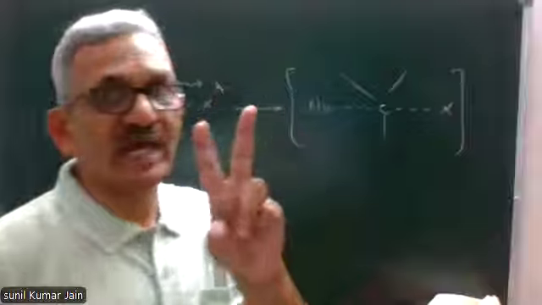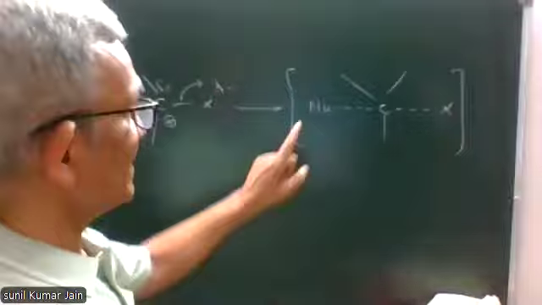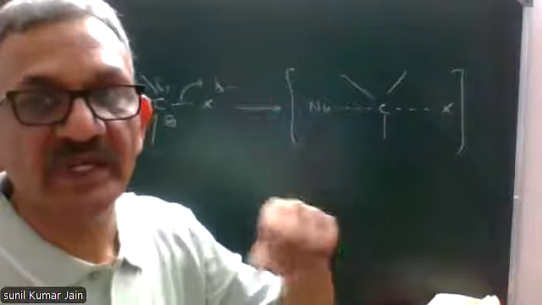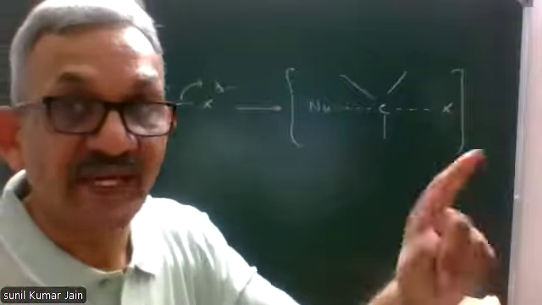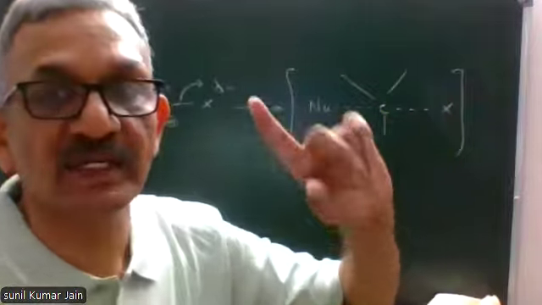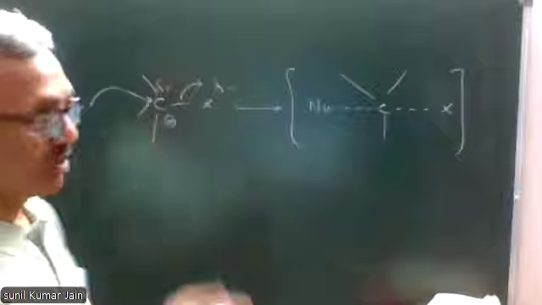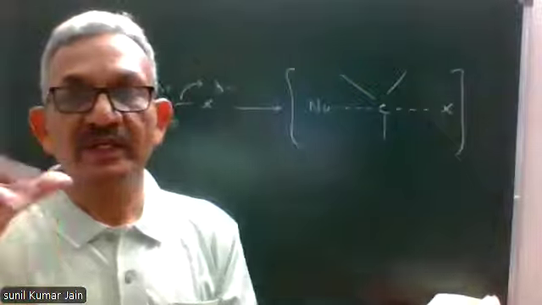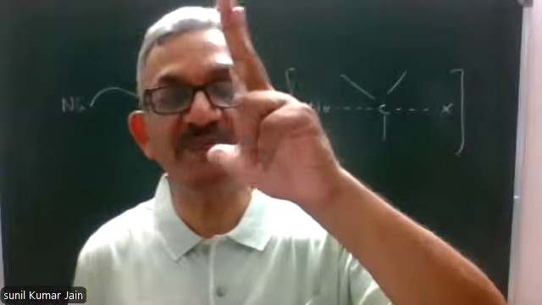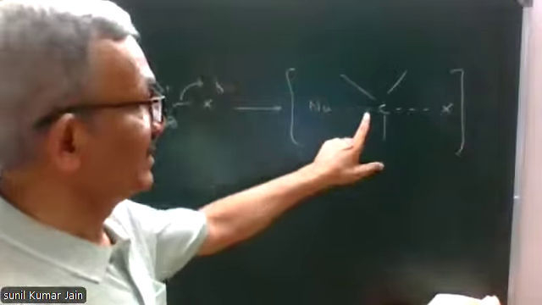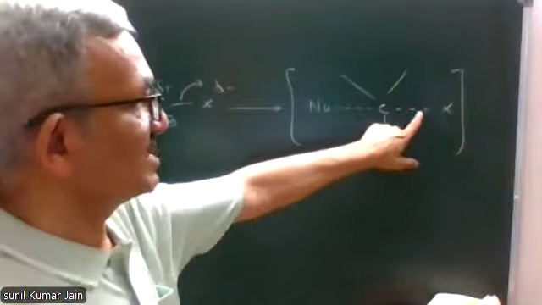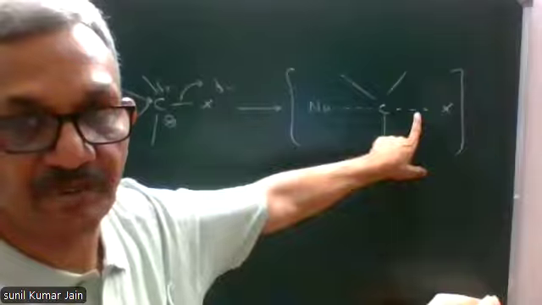So-called two simultaneous processes will take place. The bond between the nucleophile and the alpha carbon will start forming. At the same time, the bond between the alpha carbon and the halogen will start breaking. And these three bonds, on this side, will gradually start straightening up. After some time, this bond will completely form and this bond will completely break.